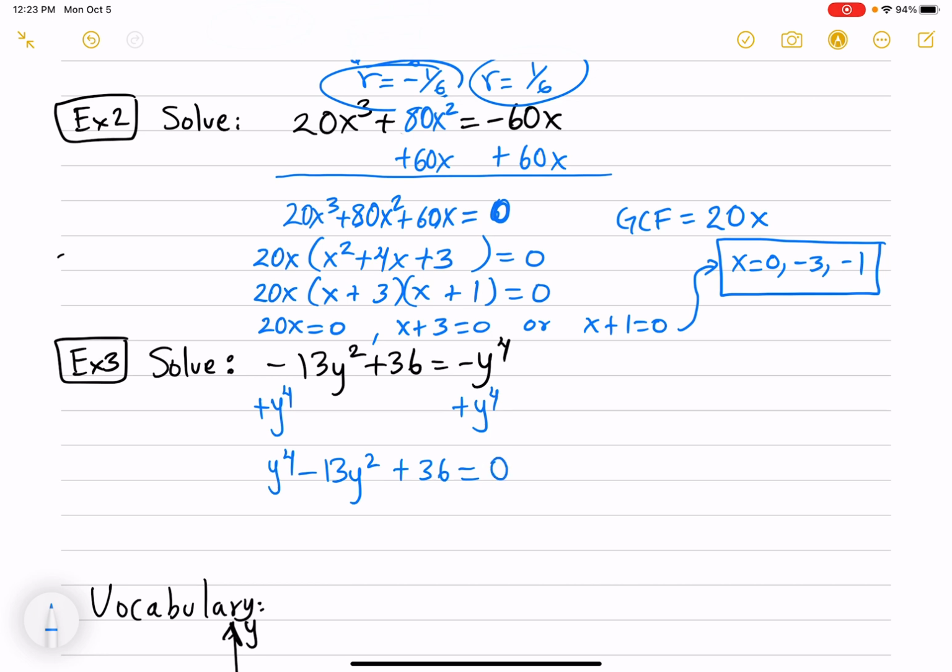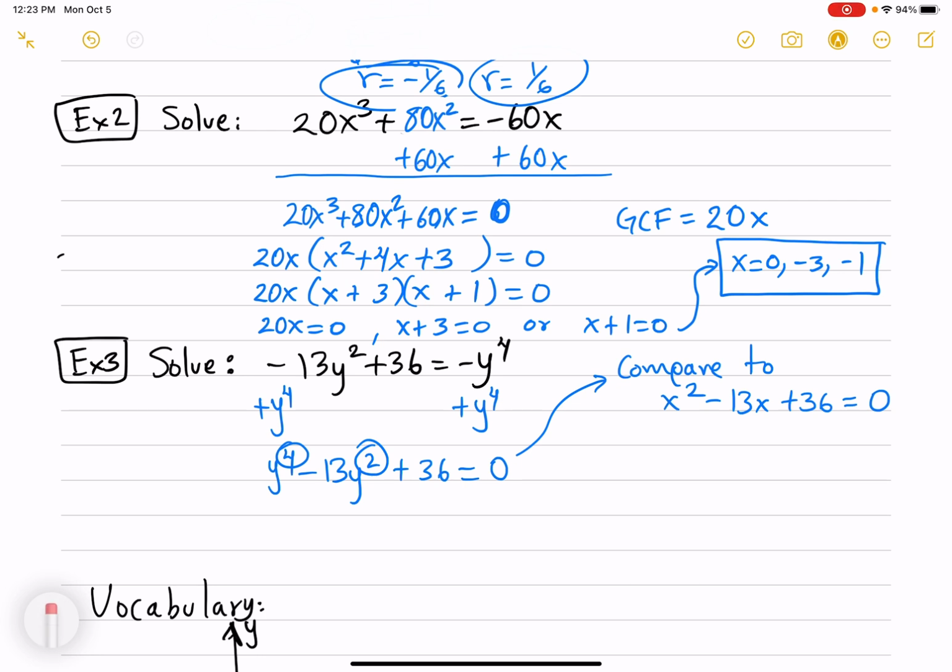Now remember, this is what we call the quadratic form, because 2 times 2 makes 4. Then we could think about this problem, or we could compare it to say x squared minus 13x plus 36 equals 0. So the way we factor this one right here is the way we're going to factor the one with the y to the fourth power.